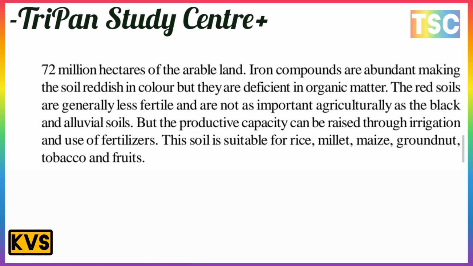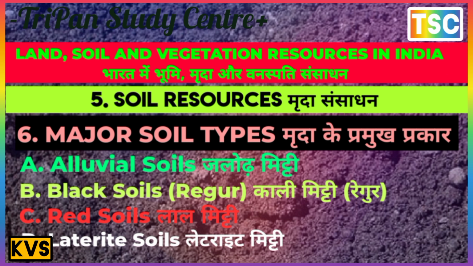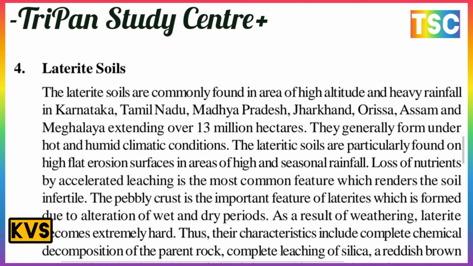The next one is laterite soil. Laterite soils are commonly found in areas of high altitude and heavy rainfall in Karnataka, Tamil Nadu, Madhya Pradesh, Jharkhand, Orissa, Assam, and Meghalaya, extending over 13 million hectares. It generally forms under hot and humid climatic conditions.